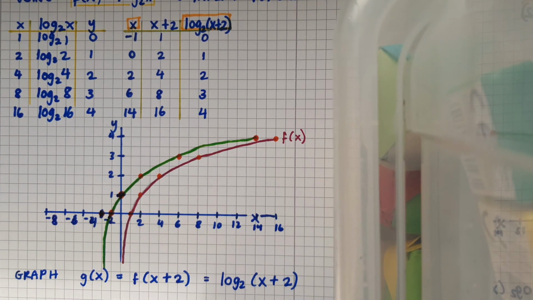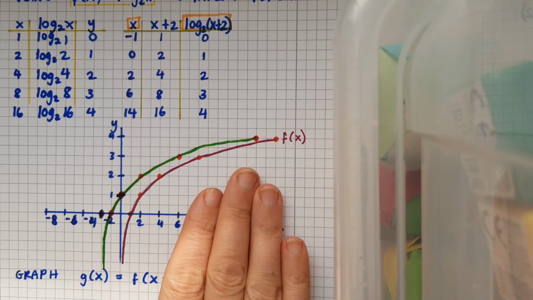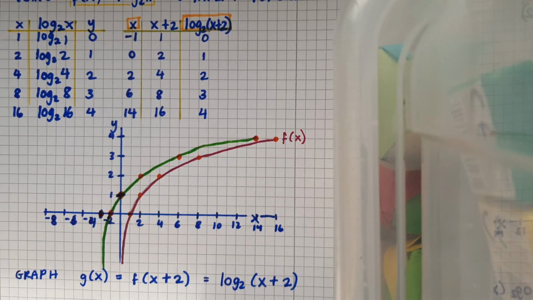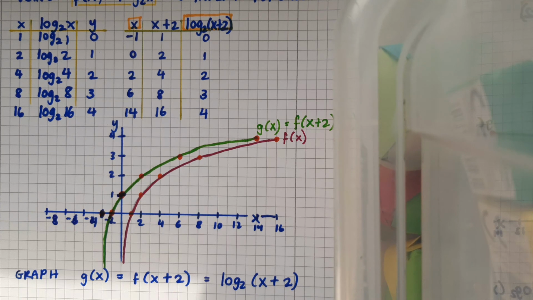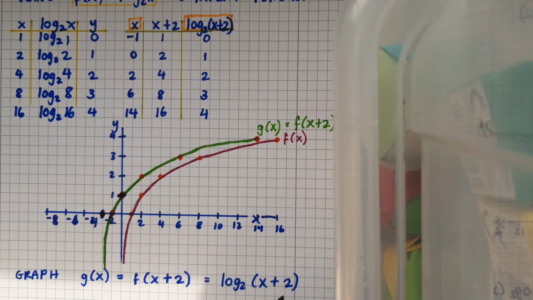So you can see what's effectively happened is that I've taken my original f(x) function and I've pushed it to the left slightly. And the amount that I've pushed it to the left corresponds to the value that I've added on to x.